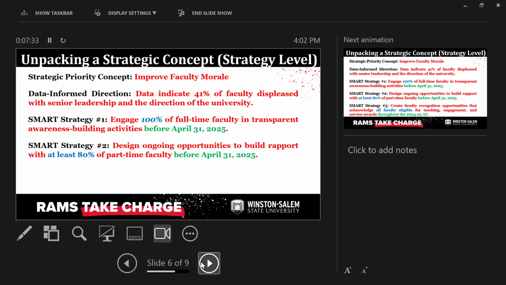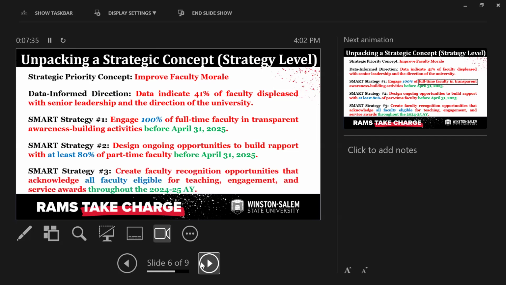A final smart strategy might focus on creating faculty recognition opportunities that would acknowledge all of the faculty who are eligible to receive some type of award for teaching, engagement, and service throughout the 24-25 academic year. So these are three separate strategies that we could deploy to improve faculty morale. Now, how do we know these are smart strategies?